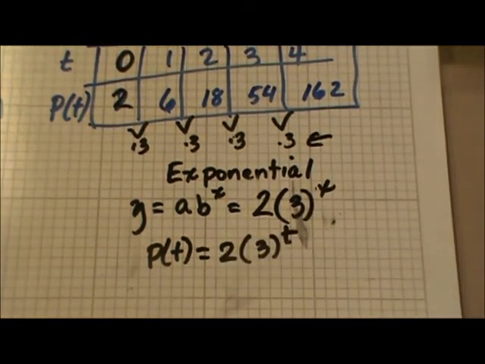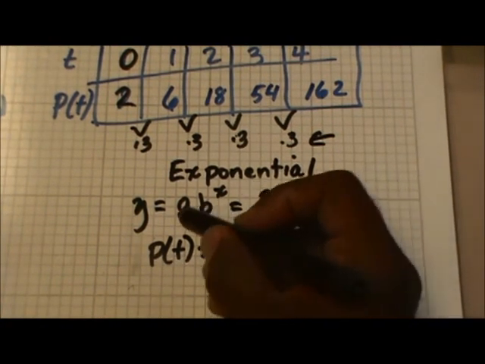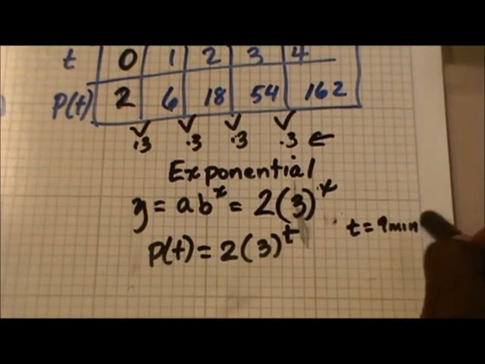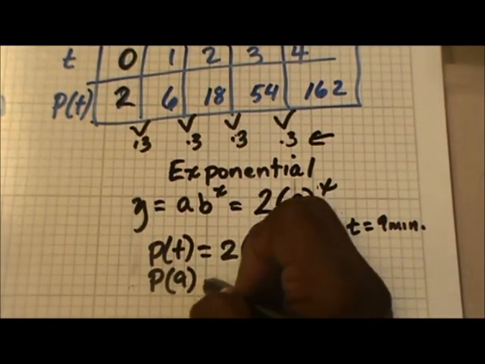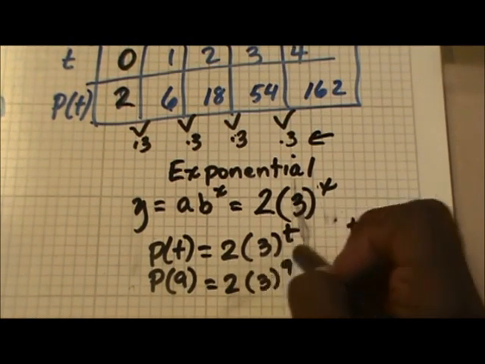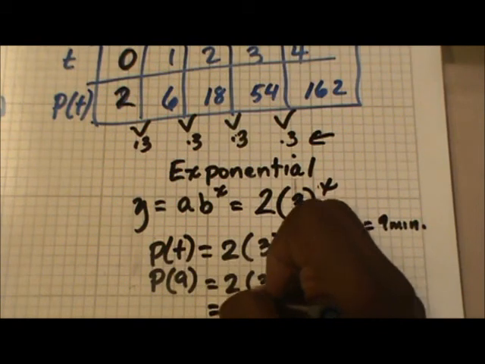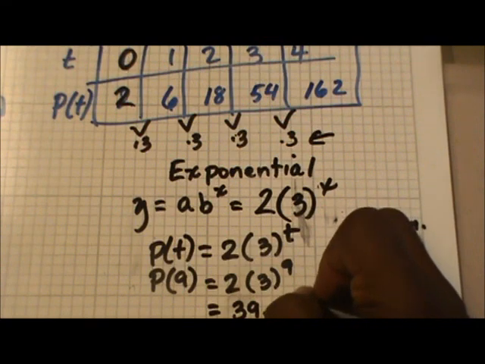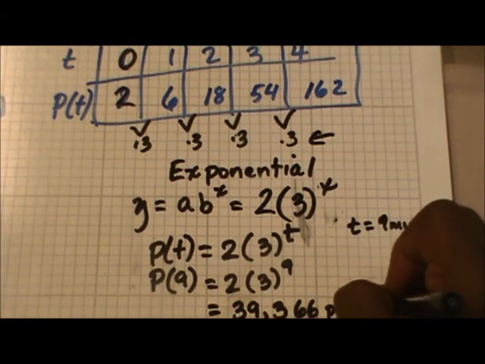Now, the last question says, predict how many people will have heard the rumor after 9 minutes. So we're saying that time is going to be 9 minutes. We plug t in. So P of 9 is equal to 2 times 3 to the 9th power. After 9 minutes, this is how quickly rumors get around. Plugging it in the calculator, 39,366 people will have heard the rumor. Done.